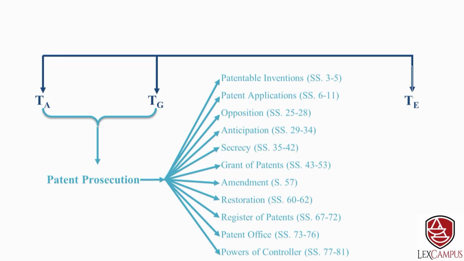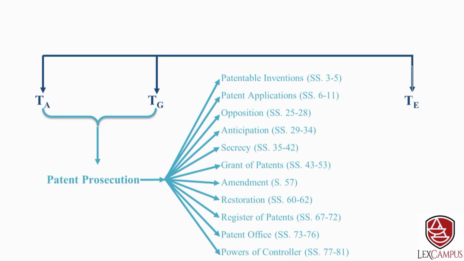Then you have the provisions on anticipation, the exceptions to anticipation, in sections 29 to 34. We have secrecy provisions in sections 35 to 42. Then the grant of the patent, there are sections covering the grant, because grant could be seen as the TG starts with the grant, but there are provisions which go beyond the grant too, because we mentioned that things that happen upon the grant and soon after the grant could come under the TG. So you have grant of patents covered under sections 43 to 53.